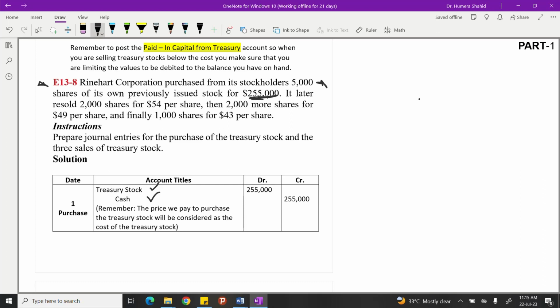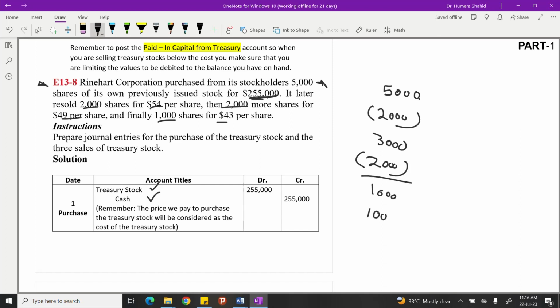Then what happened? It later resold 2,000 shares for $54 per share, and then 2,000 more shares for $49 per share, and finally 1,000 shares for $43 per share. That was 5,000. Then they issued 2,000, so it becomes 3,000. Then again reissued 2,000, so it becomes 1,000. And finally it reissued 1,000, so there is nothing, right?